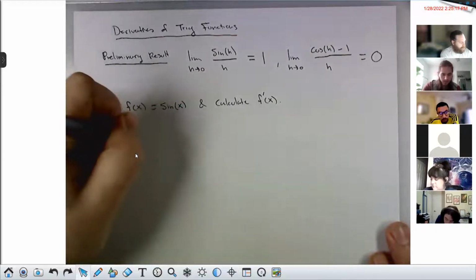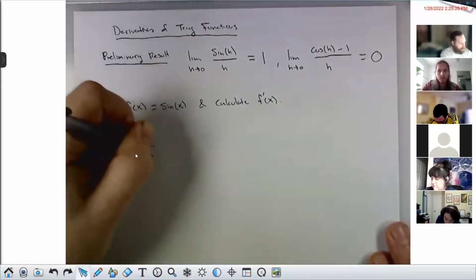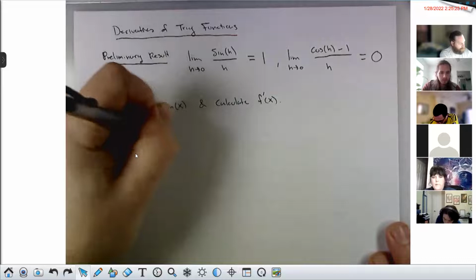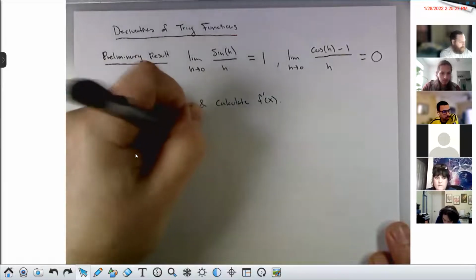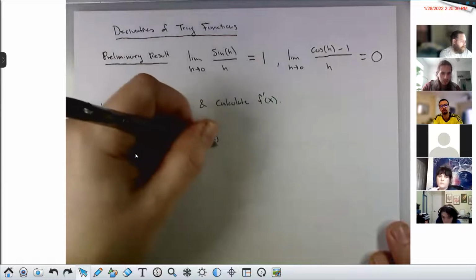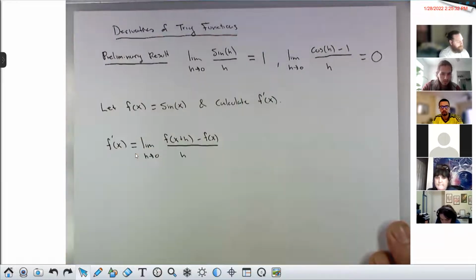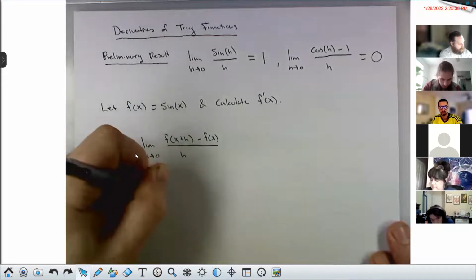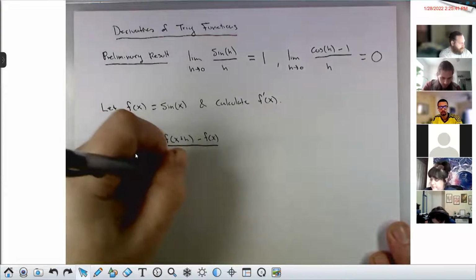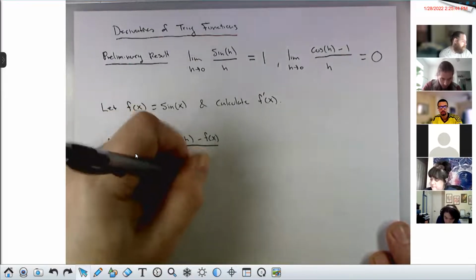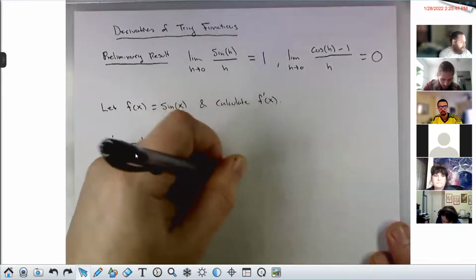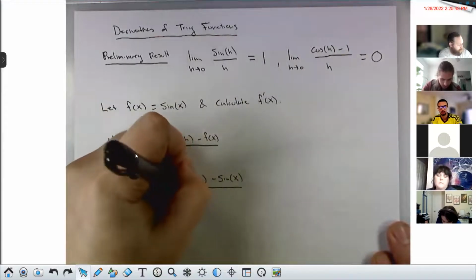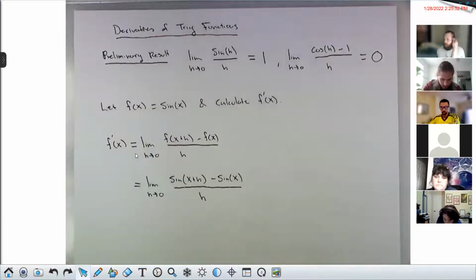The derivative of the sine function is by definition the limit as h goes to 0 of f of x plus h minus f of x all over h. And if I plug in the sine function for f, this is the sine of x plus h minus the sine of x all over h. And here's where I get to test the quality of your trigonometry class. What is the sine of x plus h?